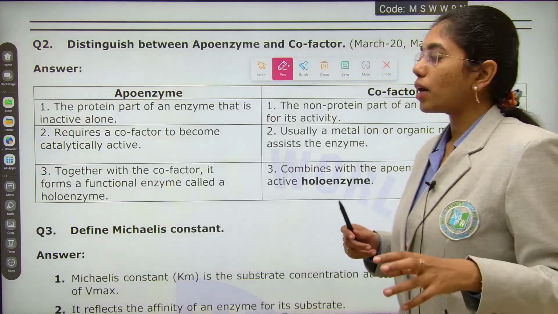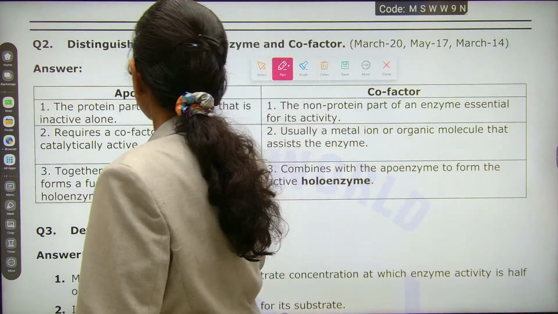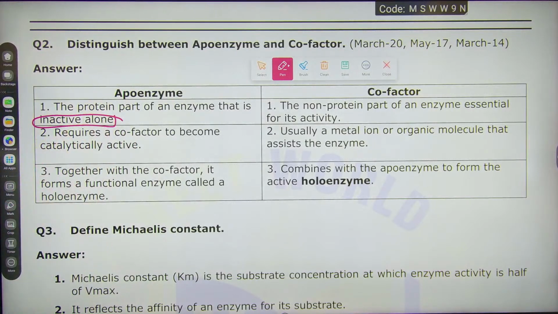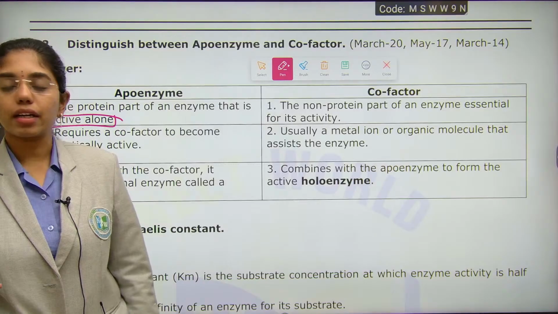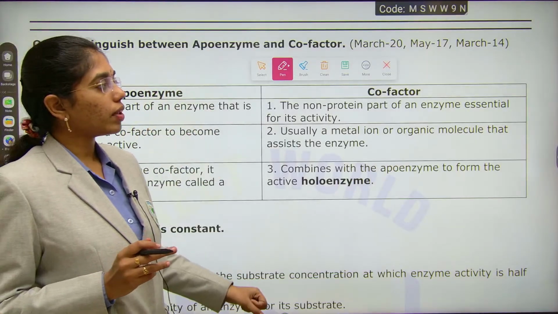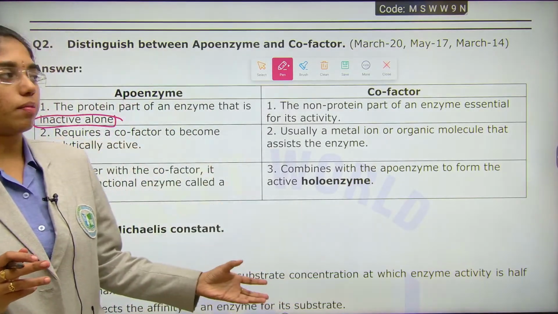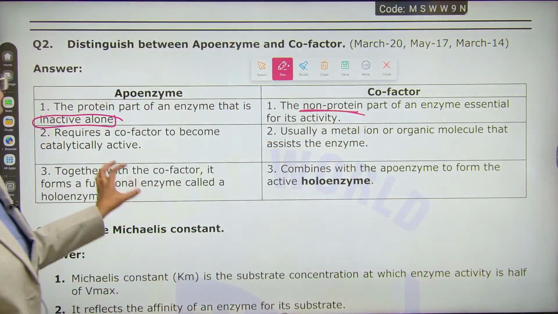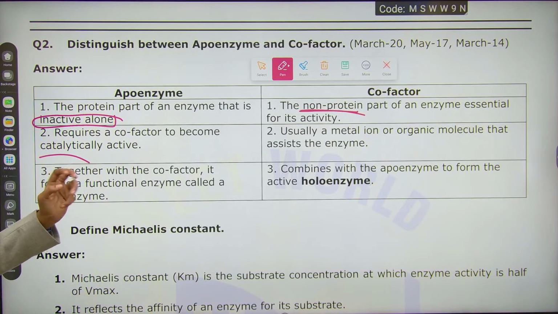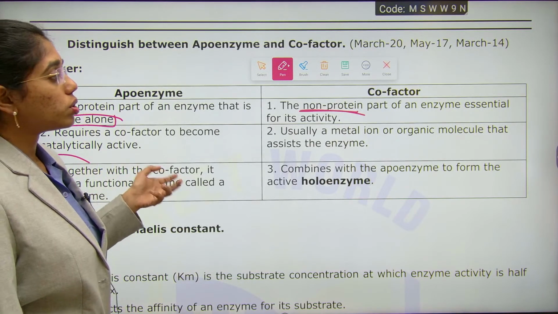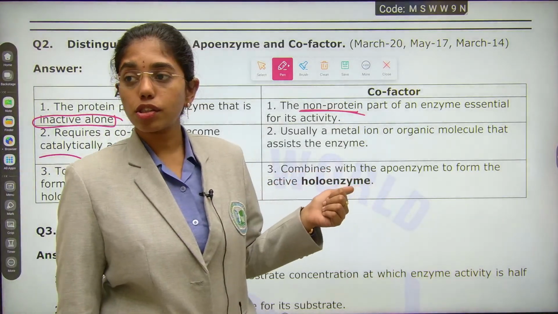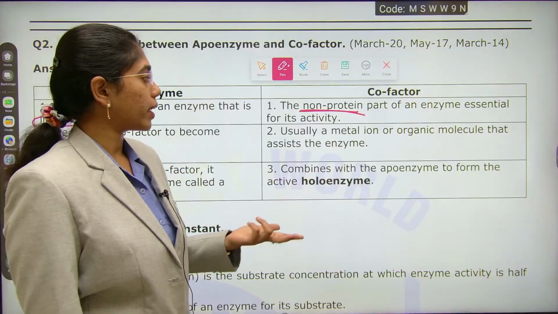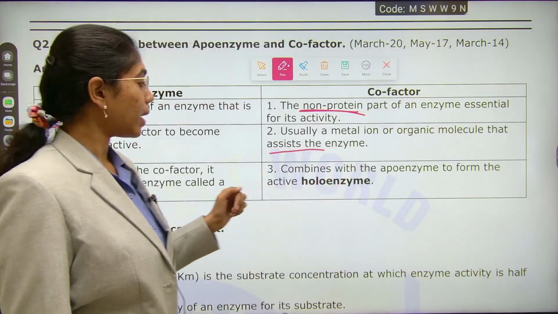The apoenzyme is the protein part of the enzyme, which is inactive alone. The non-protein part of the enzyme, which is essential for the enzymatic activity, is known as the cofactor. The apoenzyme requires a cofactor to become catalytically active. Usually a cofactor can be a prosthetic group, coenzyme or a metal ion. Any one of these can be a cofactor, and it will assist the enzymatic activity.